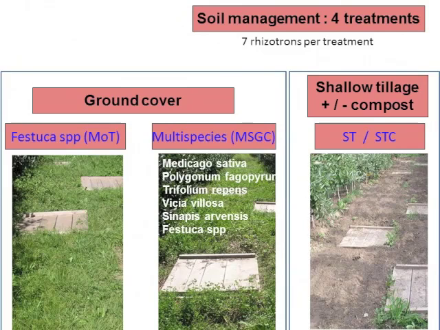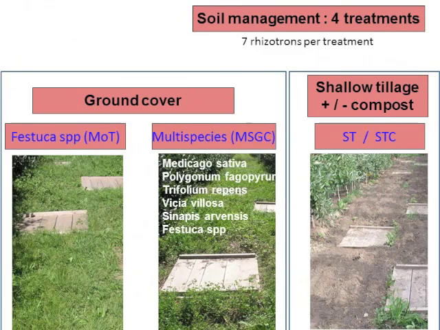So this is the system, and we worked with 4 different managements. One was just fescue, and then a multi-species ground cover with several species. So it was a mixture that can be used on organic farming, and then shallow tillage with or without compost added on the tillage.